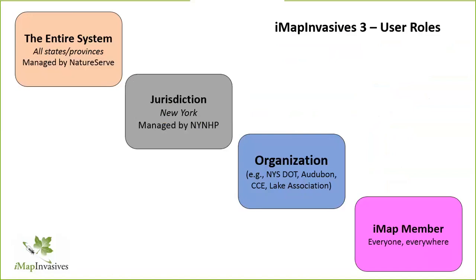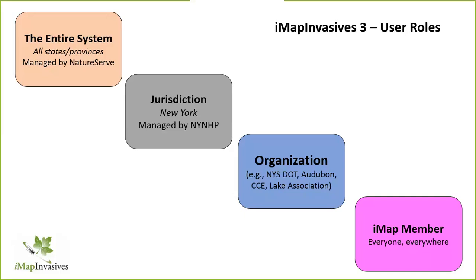Essentially, in that top left-hand corner, we have the entire system of iMapInvasives, and this spans many states and provinces. It's managed by NatureServe, which is the umbrella organization for all the natural heritage programs, but it doesn't necessarily have to be a natural heritage program that they're working with to help manage the entire system. But also keep in mind that regardless of whether a state or a province is an official partner of iMapInvasives, they can still do a lot of things within the system.